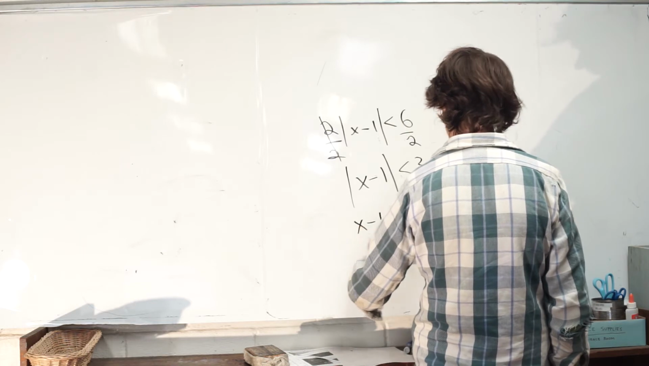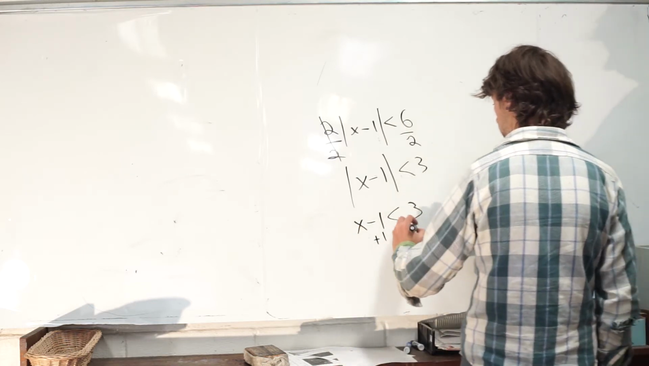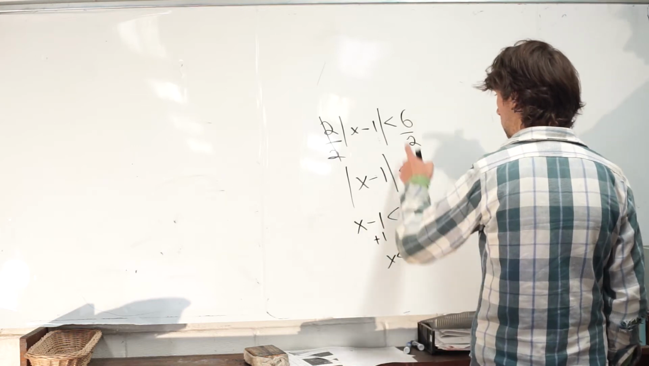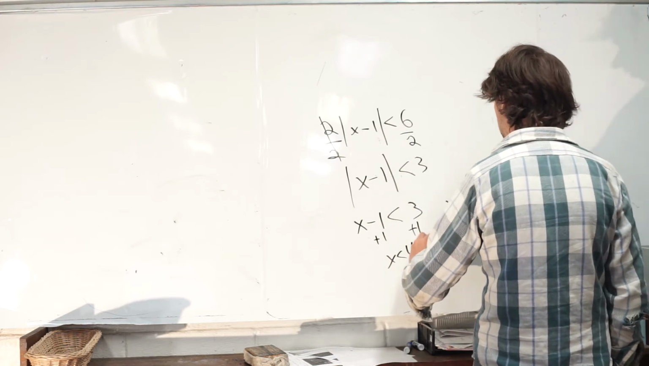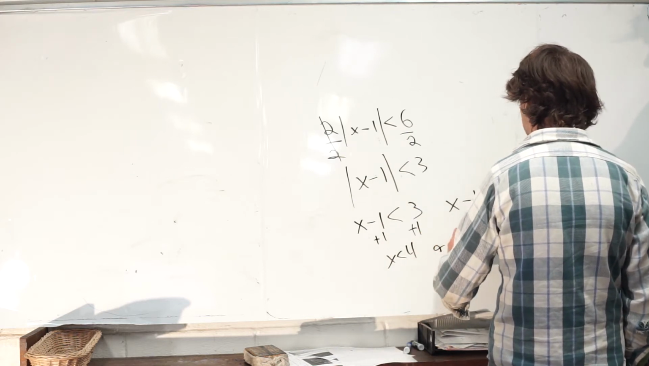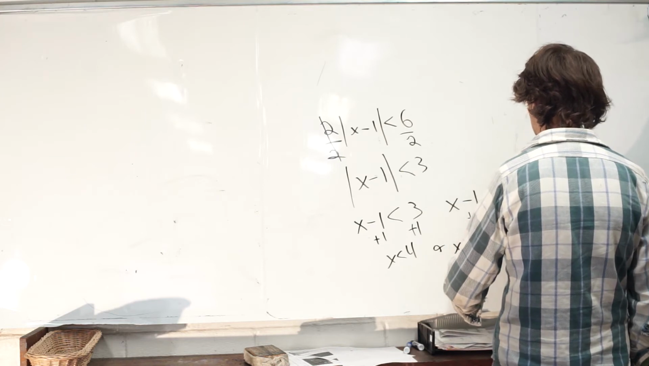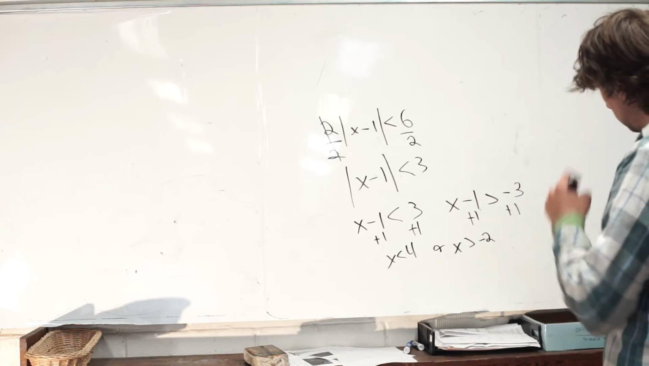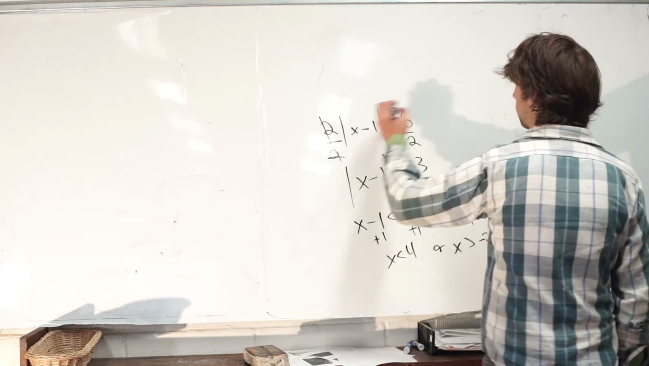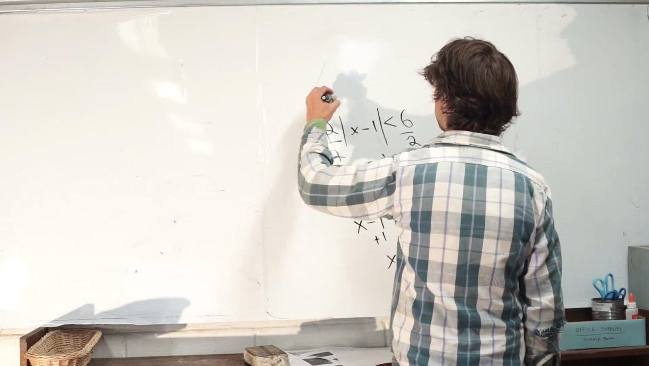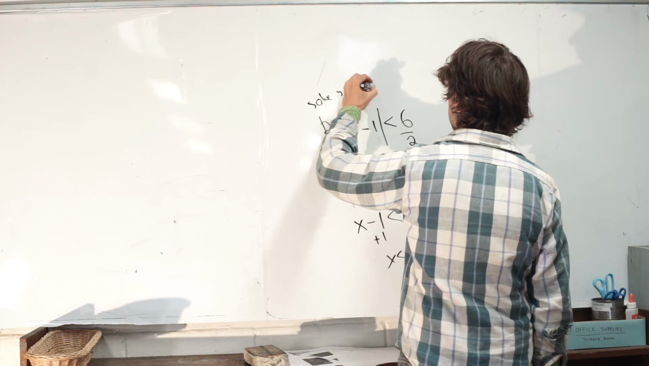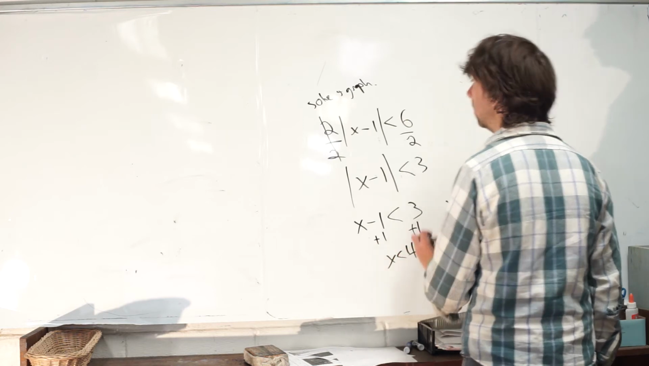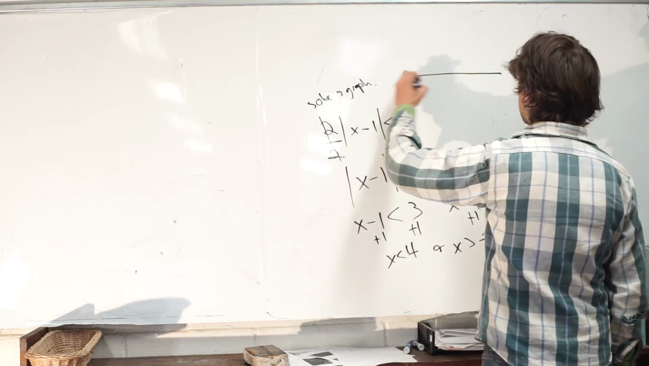And now we're going to add 1 to both sides. So x is less than 4. And because this is less than, it's going to be and. x is greater than negative 2. Okay. Yeah. So we're going to graph that. So solve and graph. This is kind of a solution, I guess. I mean, it shows you what the solutions are anyway. The graph is a little more clear, I think.